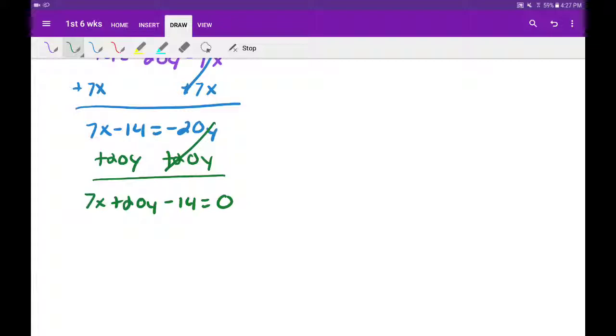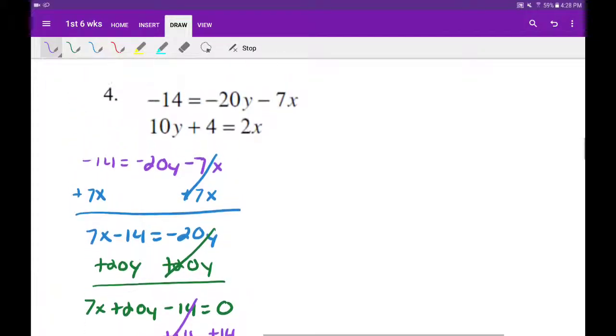Now the negative 14, that constant, I want on the other side. So now I'm going to add 14 to both sides. Those cancel. I've got 7x plus 20y equals a positive 14. There. Left has the x and the y, and the right side has our constant. Okay, so that first equation is fixed. Now there's a much faster way to do this, and I'll show you here on the second equation.